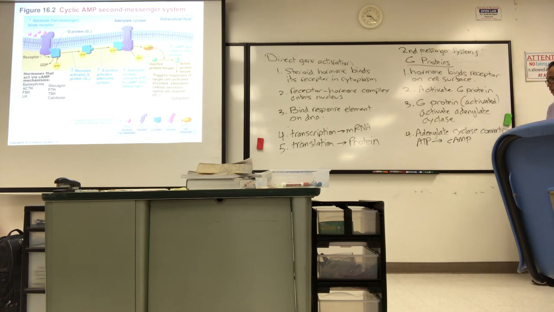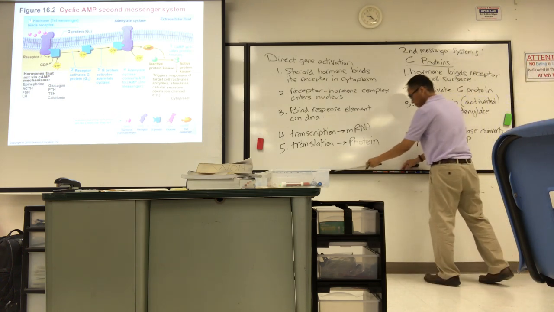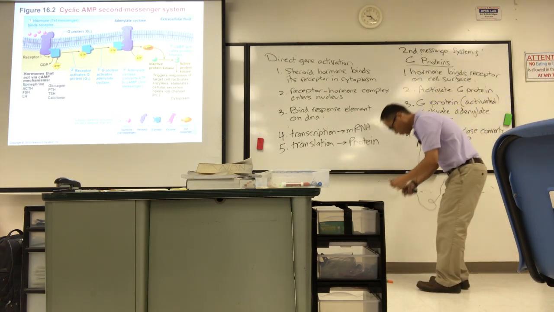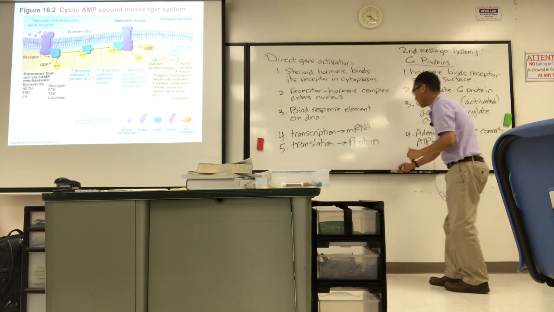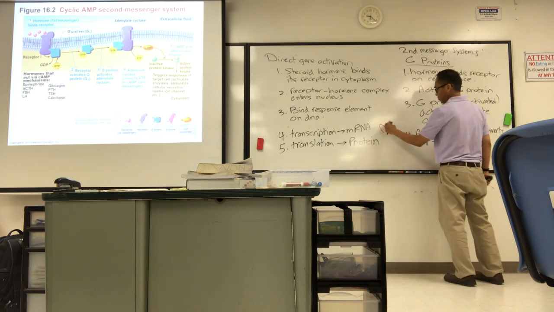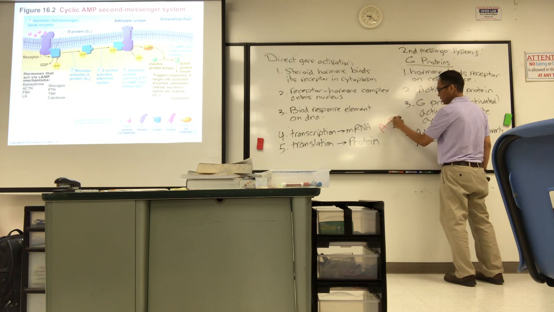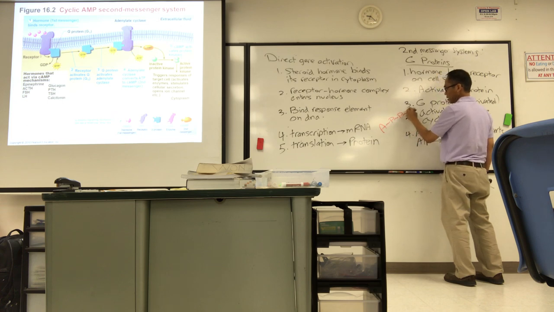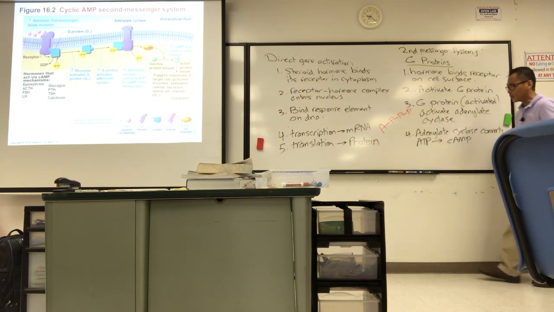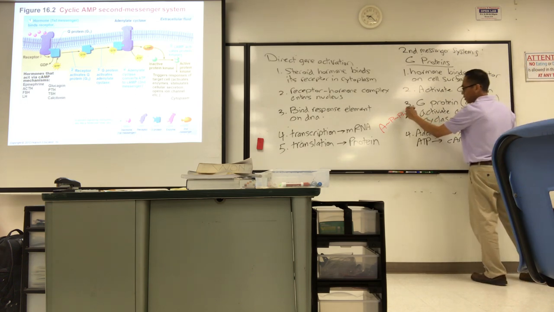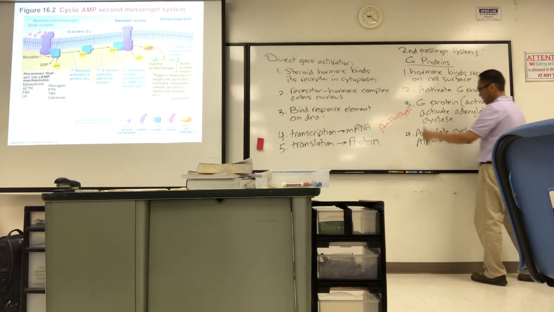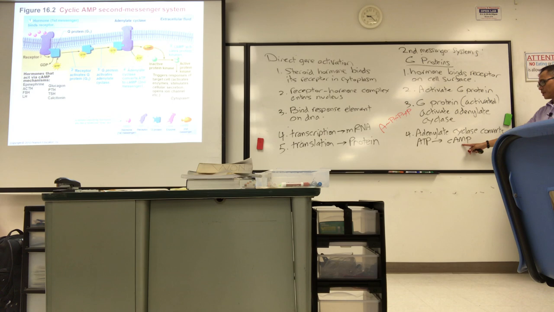If you had a fun summer and you can't even remember what ATP is, it's just three phosphates. You cleave off the last two to get one phosphate, you get cyclic AMP, the M is for mono. Okay, that's all you're doing. Now, this is your second messenger.